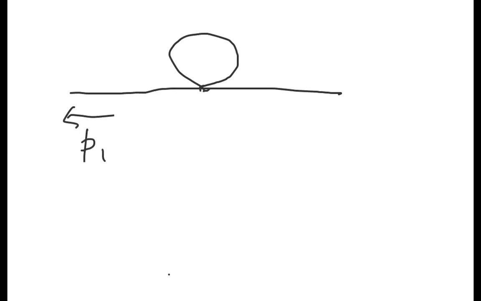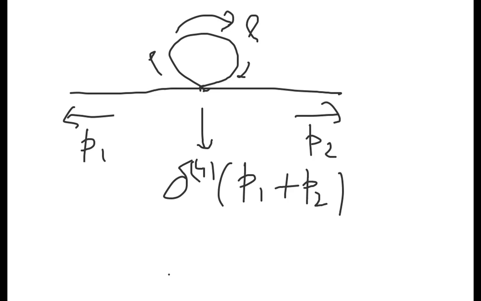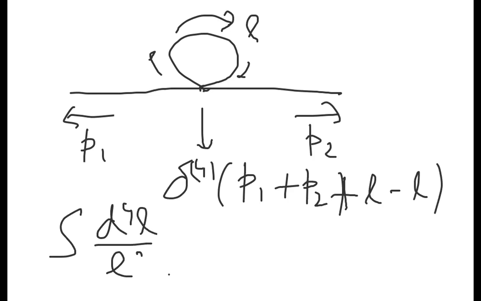So this is P1, that's P2. And if you call this L, you see the L goes out from here, L comes back, the same L. So here you will get a delta 4 of P1 plus P2. I'm not writing the 2 pi to the 4 factors. Because P1 is coming in, there's a plus L minus L, that just goes away. But then you have the integral d4L over L square minus M square plus i epsilon. So this is also quadrilateral divergent.